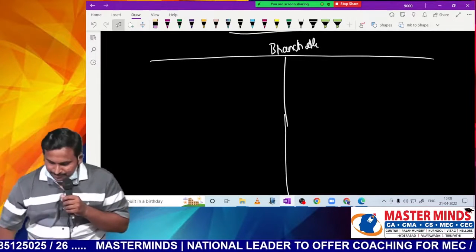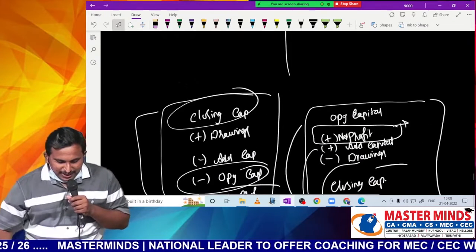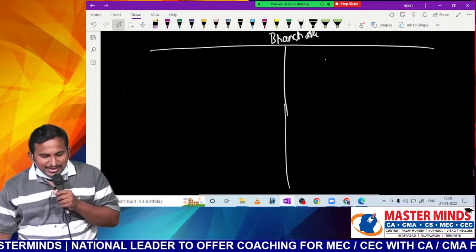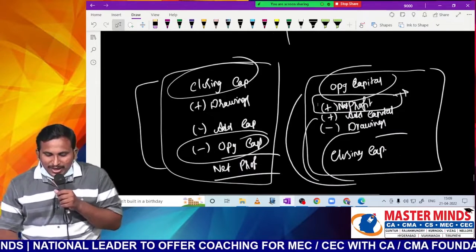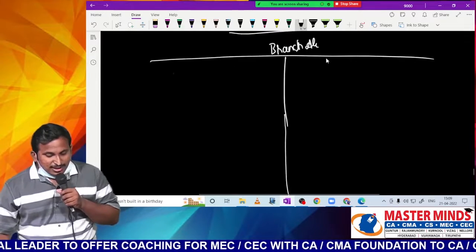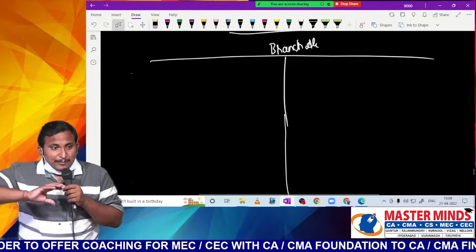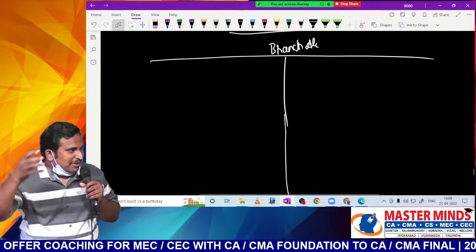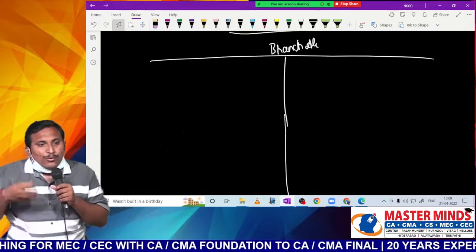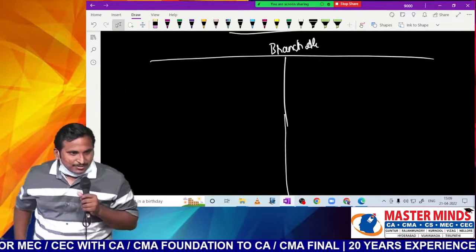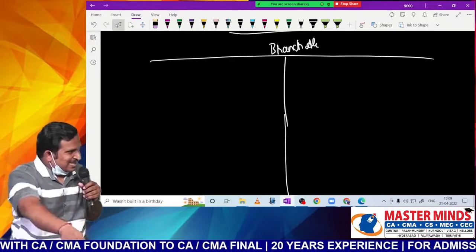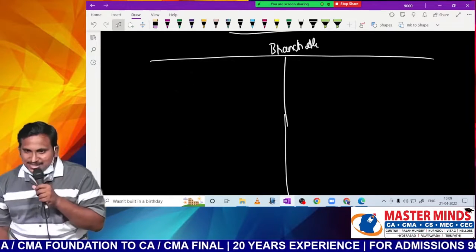Look here carefully. What are we writing here? Opening capital. Please understand, here opening capital means capital employed in the business. Now here we are treating the branch as our business. We are investing our amount in the branch. How do you invest an amount in the branch? In the form of assets, or you will give some cash. Either you will place cash or you will place some assets. Am I right or not?